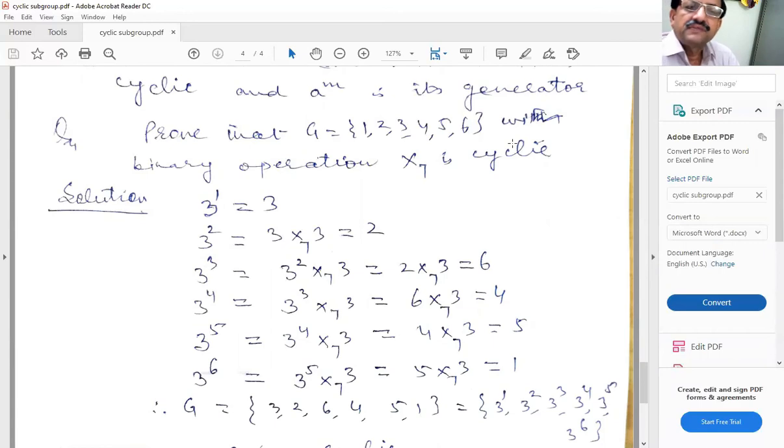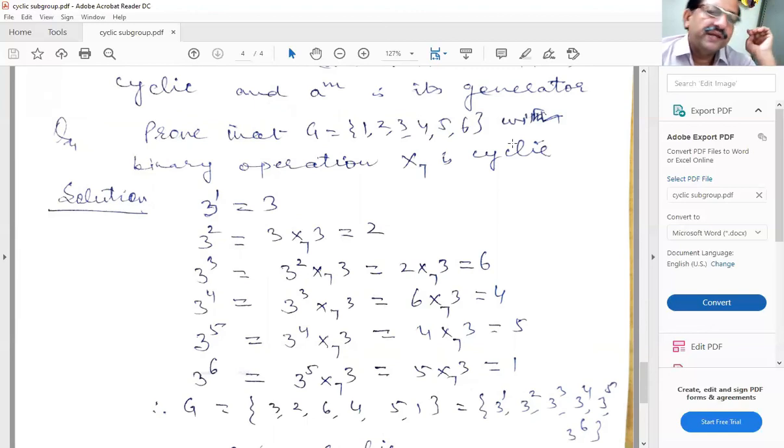Prove that G is equal to the set with elements 1, 2, 3, 4, 5, 6, with binary operation cross 7, meaning under multiplication modulo 7, is cyclic.